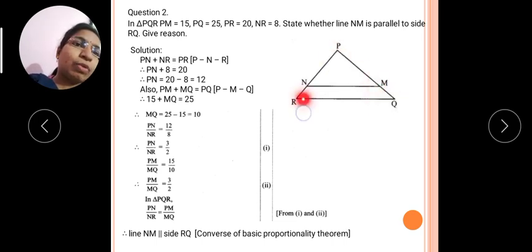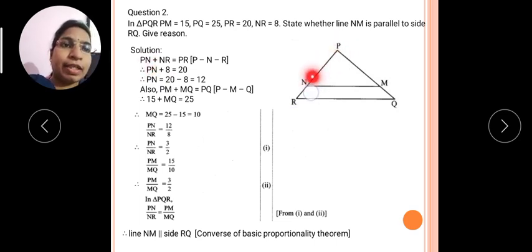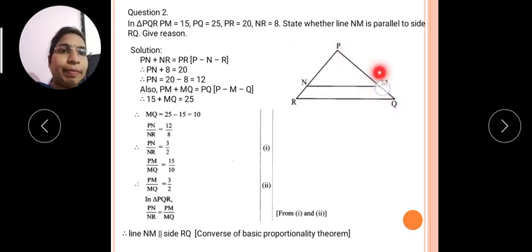Therefore, what is MQ? NR and PR are already given, so from that you can find out PN. Firstly, PN plus NR is equal to PR. PN we have to find out. PN plus NR, which is 8, is equal to 20. Therefore PN is equal to 12. Also, PM plus MQ is equal to PQ, so 15 plus MQ is equal to 25. Therefore MQ is equal to 10.